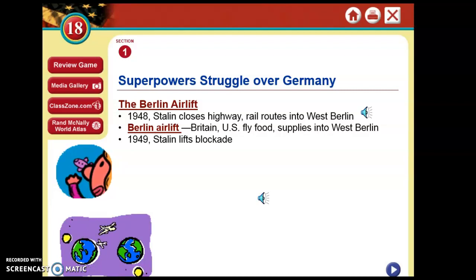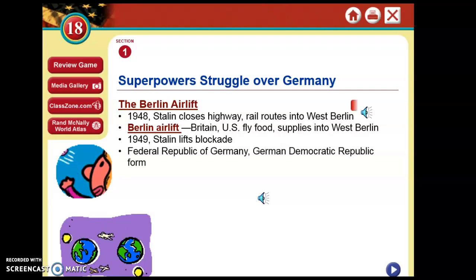West Berlin survived because of the airlift, and in addition, the mission to aid Berlin boosted American prestige around the world. By May of 1949, the Soviet Union realized it was beaten, with regards to the blockade anyway, and lifted it. At that point, we have the Federal Republic of Germany and the German Democratic Republic form. And so there will be a West Germany and an East Germany for a while.